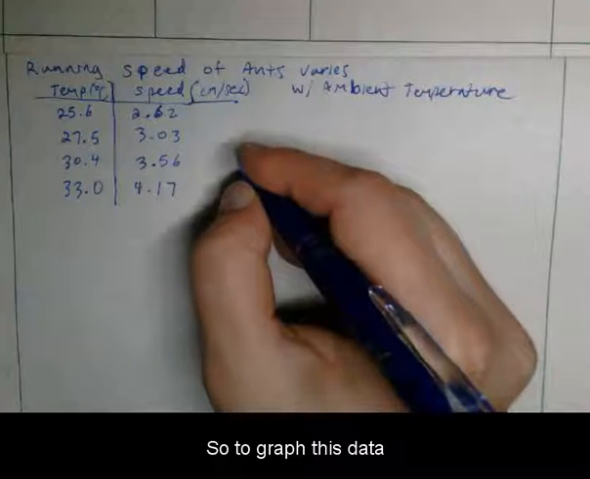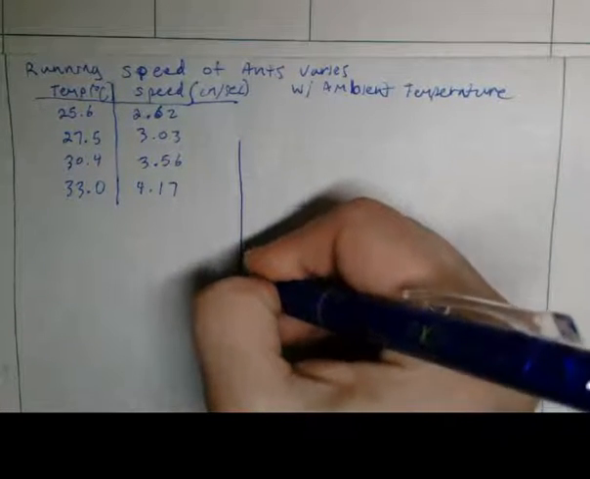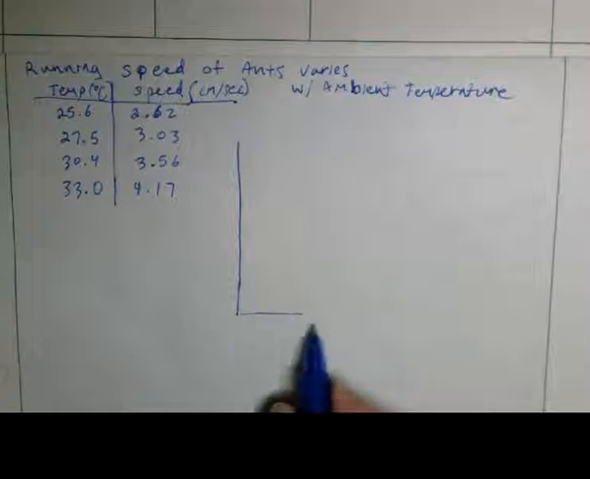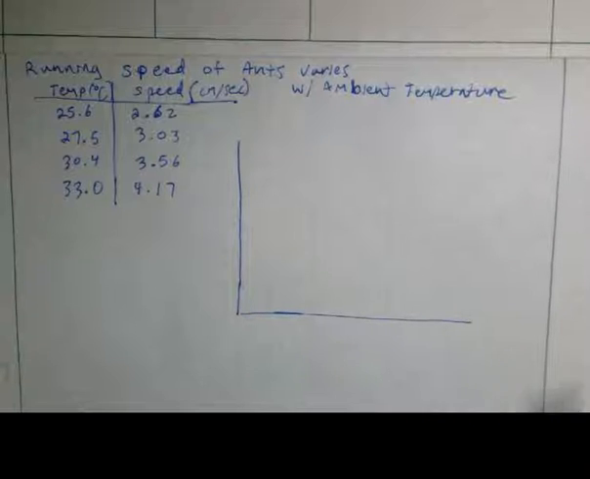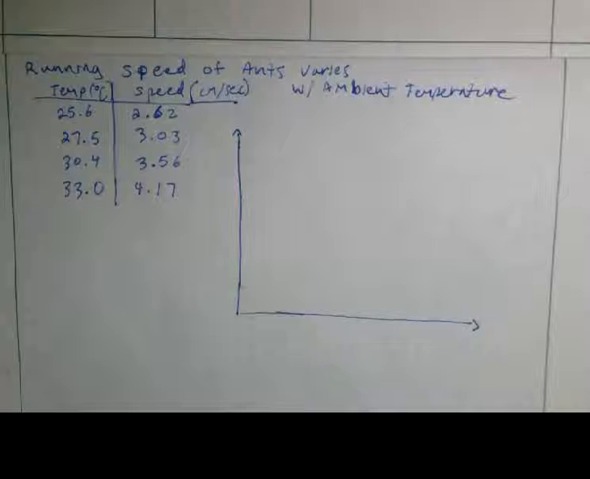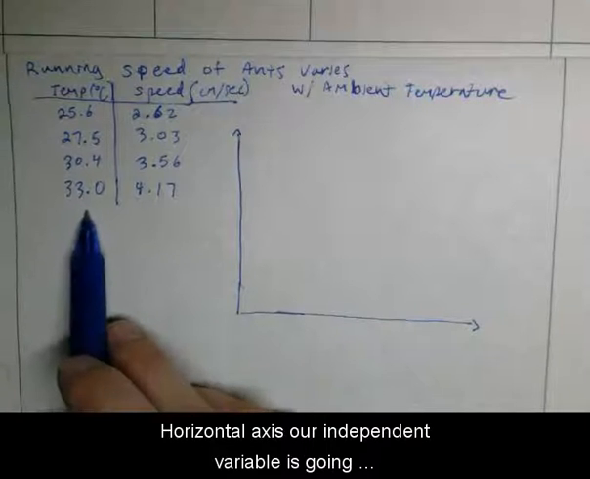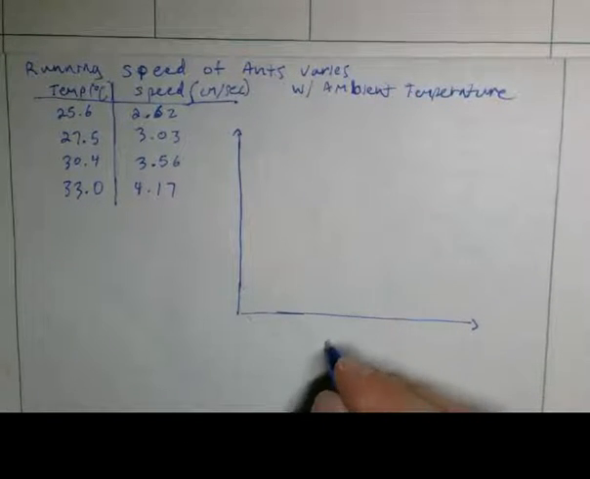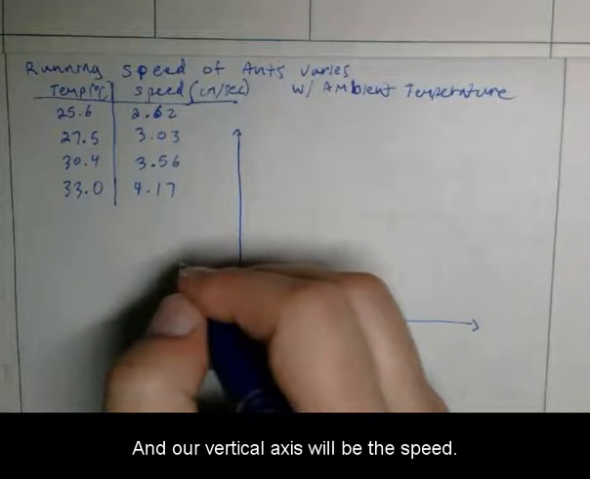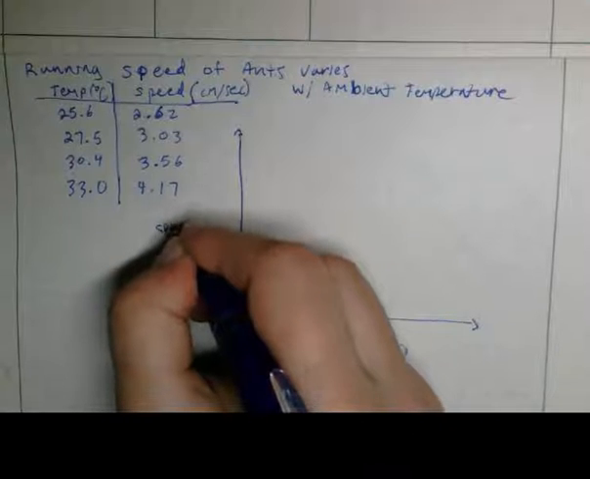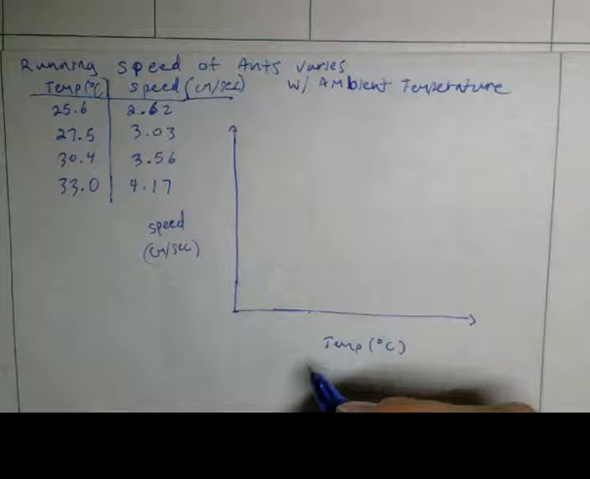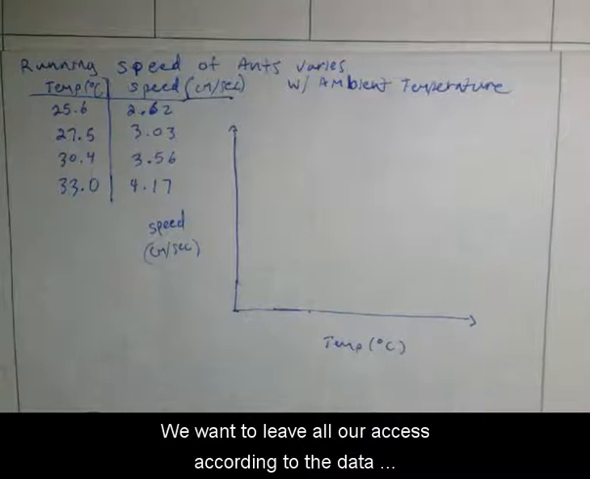So to graph this data, we need to draw a vertical axis and a horizontal axis. And we'll put our independent variable on the horizontal axis. Our independent variable is going to be the temperature in degrees Celsius. And our vertical axis will be the speed in centimeters per second. We want to label our axis according to the data that we're given.